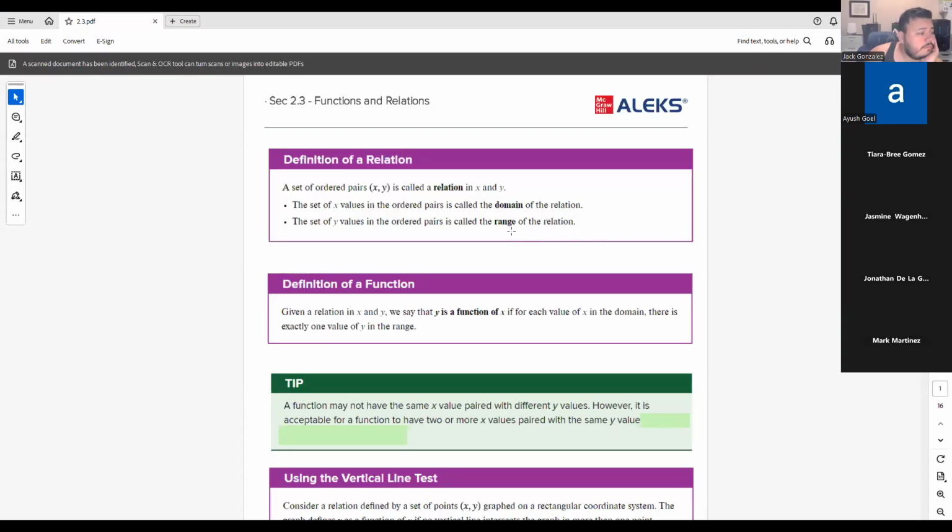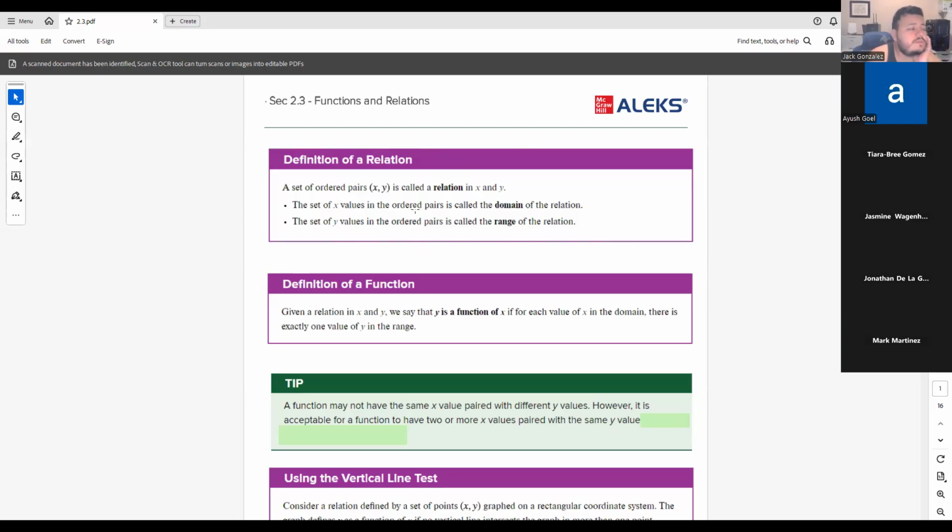All right, so we need to understand the definition of a function. The first definition is for a relation. A set of ordered pairs (x, y) is called a relation in x and y. The set of x values in the ordered pairs is called the domain of the relation, and the y values are called the range of the relation.